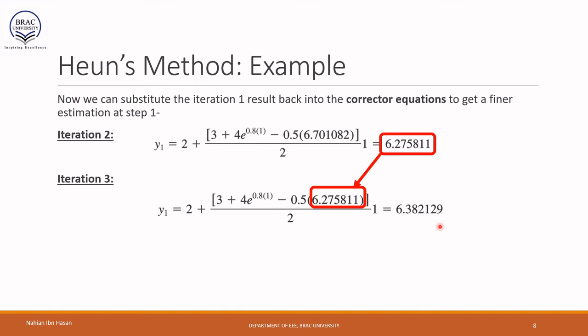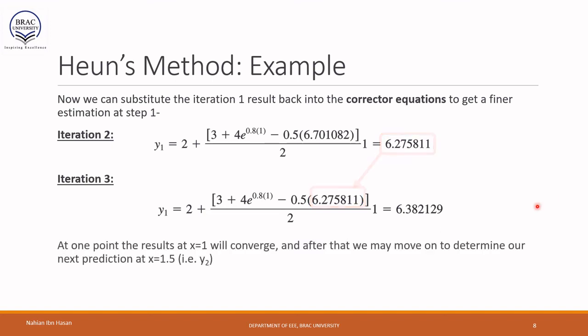So we can go on by substituting the corrected result into the corrector equation again and again, and we will get a finer result. Once the results of two successive iterations get close to each other, we will stop the iterations. As I have said, these results will actually converge to a certain point. So that will be our final result at x equal to 1.